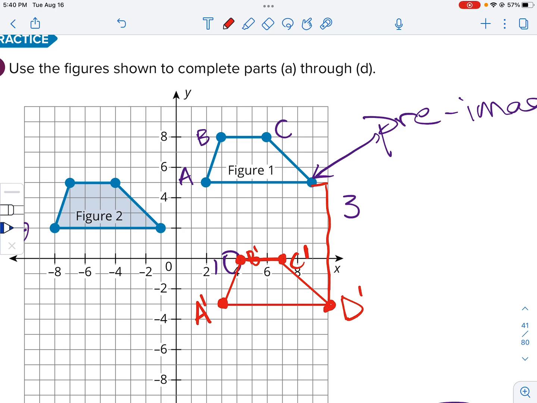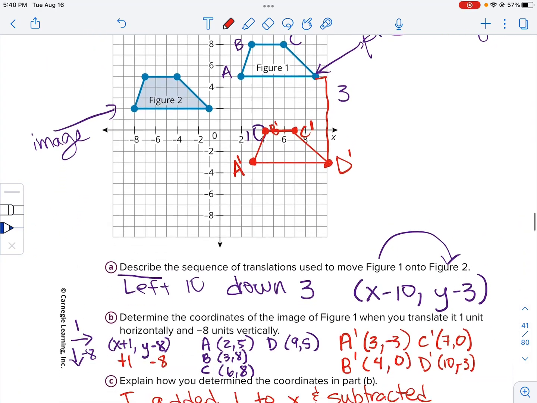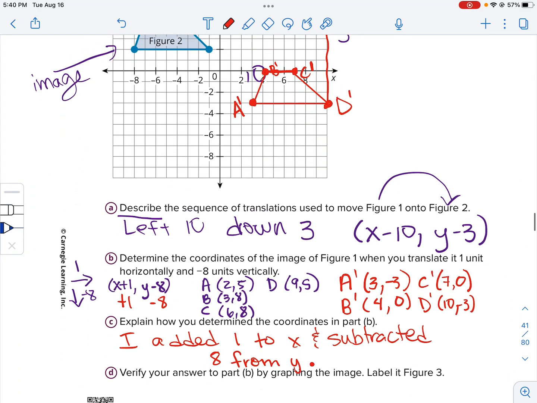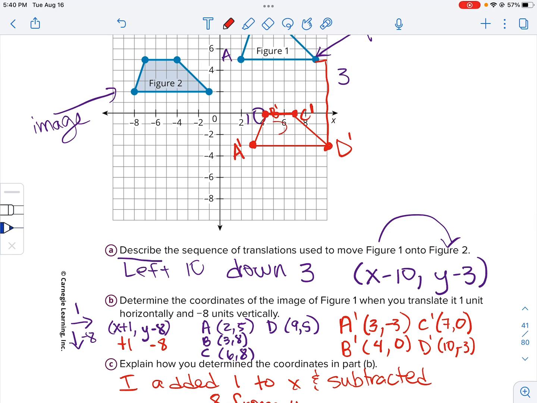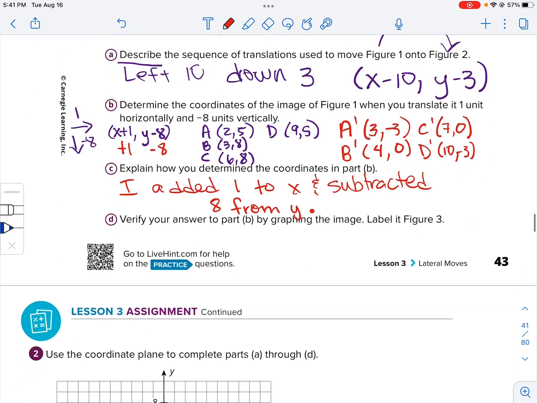Okay, now it says verify that it's the same. So I look at A prime, is it at 3, -3? Yes. B prime, is it at 4, 0? Yes. C prime, is it at 7, 0? Yes. D prime, is it at 10, -3? Yes. So then I'm going to label it 3. And that's all you do for that one.